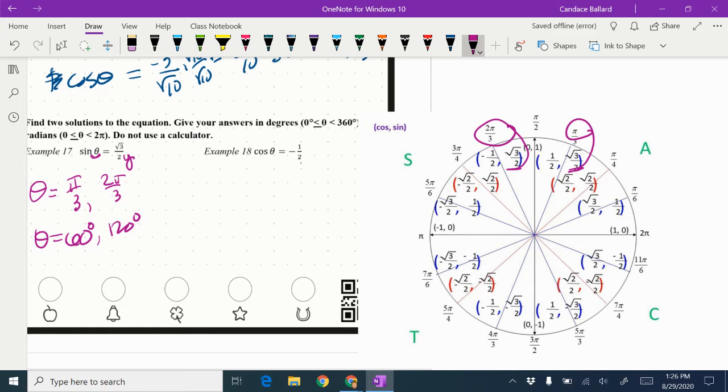So in this one, I'm looking for the cosine, which is the x value. So I'm looking for where the x value is equal to negative 1/2. So I'm going to go all the way around looking for negative 1/2. Here it is. So that means I get 2 pi over 3 again, which is also 120 degrees. I'm going to keep looking for negative 1/2. So negative 1/2 is also at 4 pi over 3, oops, not an equal sign, it's a comma, 4 pi over 3, which would be 240 degrees.